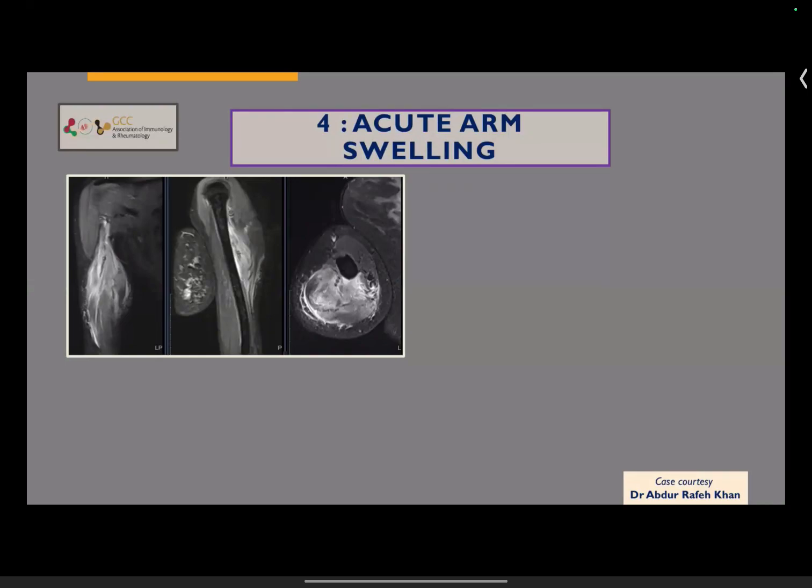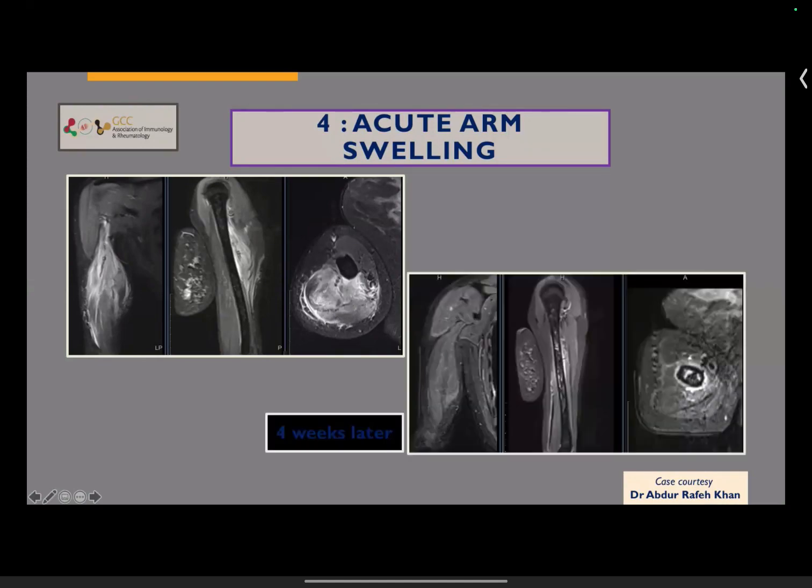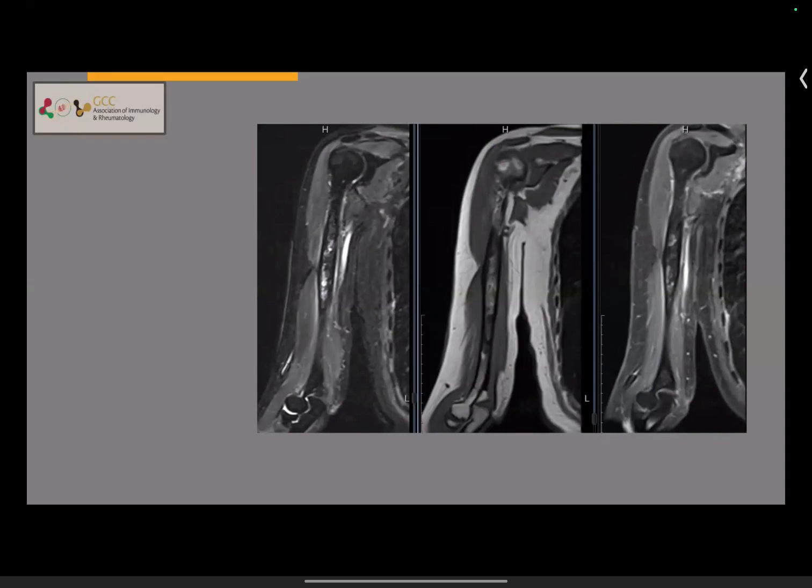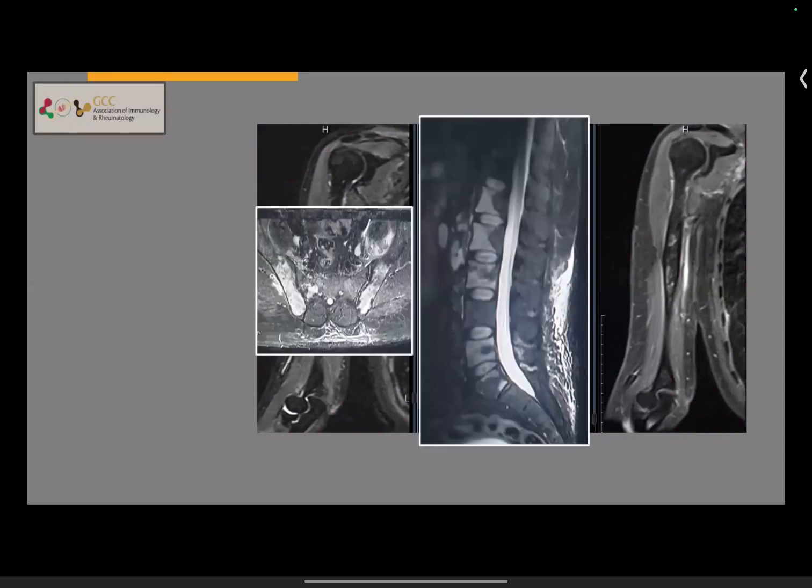This is a patient with known sickle cell, and she has this extensive edema involving the triceps muscle of her right arm, and 4 weeks later, that has subsided, but now she's got marrow changes there. So you always have to think about infarction in the marrow as well as in the muscle, and it can sometimes take some time to develop.